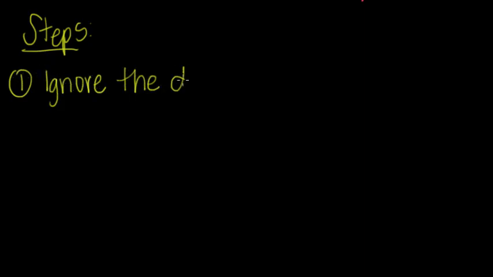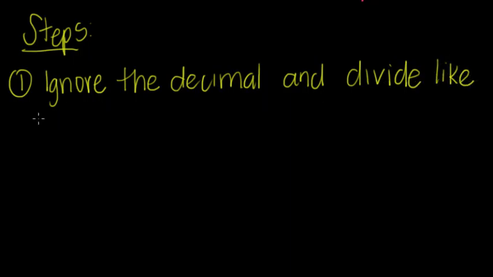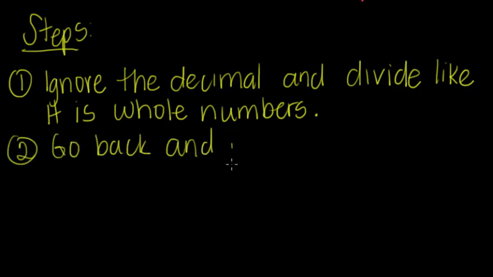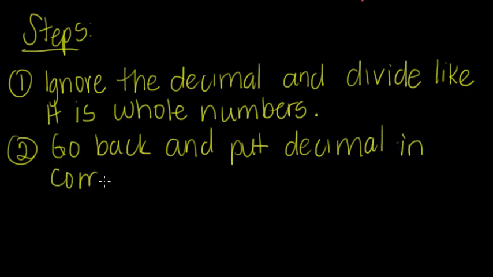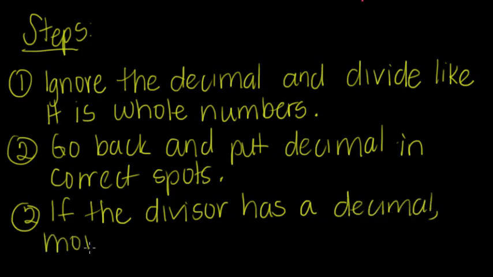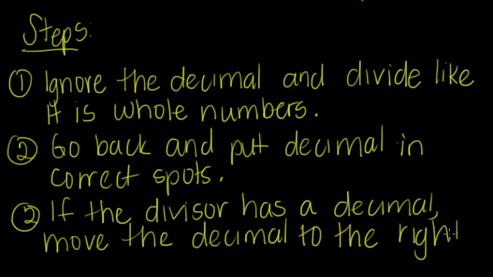Here are the steps. Number 1, ignore the decimal in the beginning and divide like it's a whole number. Number 2, go back and put the decimals back into the problem where they belong. Number 3, if the divisor has a decimal, you have to make it a whole number, so you move the decimal to the right as many times as you need to get it to be a whole number.